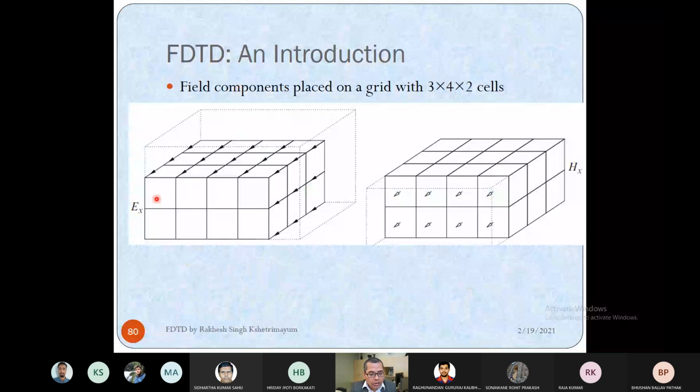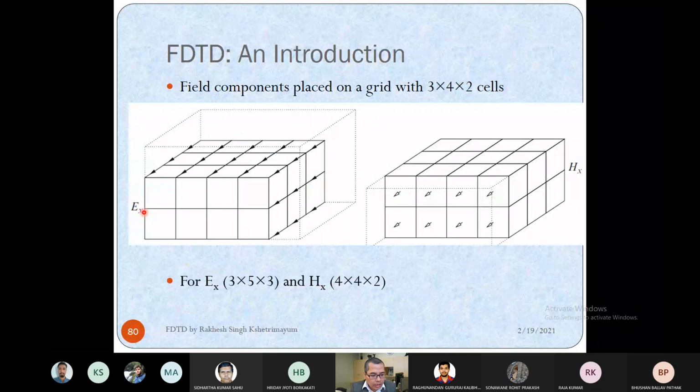Let's say I want to do FDTD simulation of a cube. So how do I do the discretization for different fields? How and where should I calculate the fields? Let's say if I want to calculate the field Ex, this is the x-axis. So Ex is at the center of the edges along the x-axis. So you are calculating Ex here at the center of the edges along the x-axis.